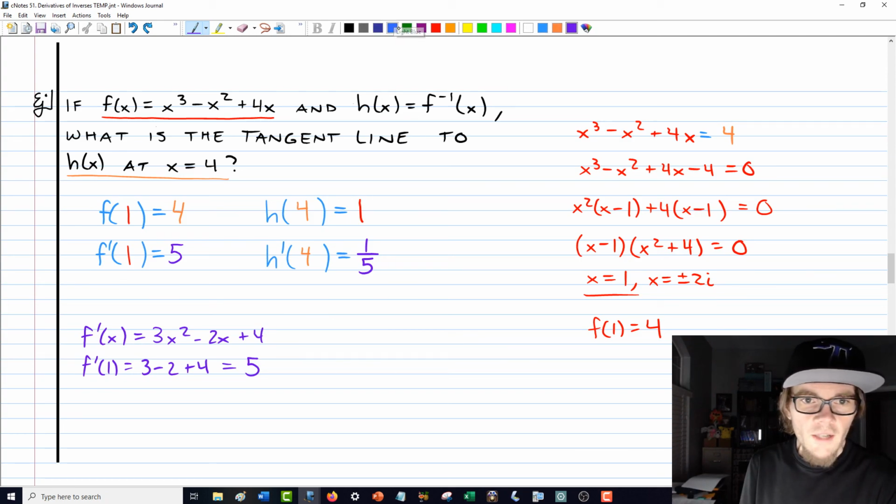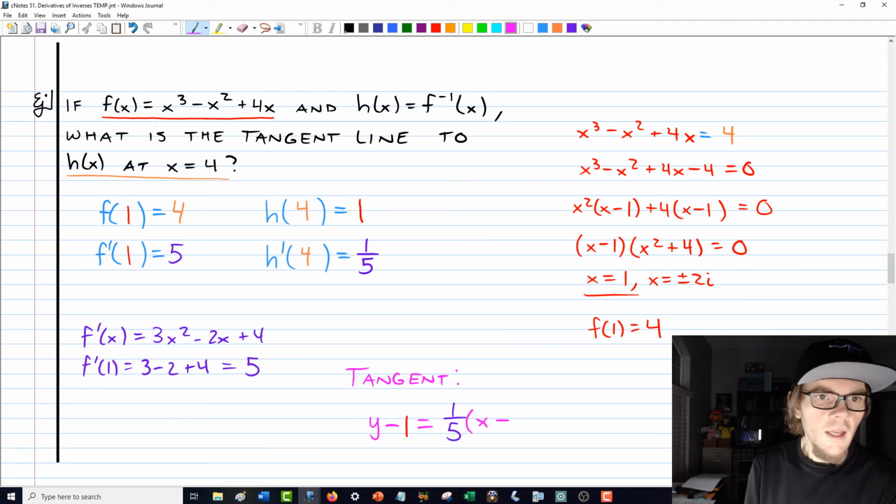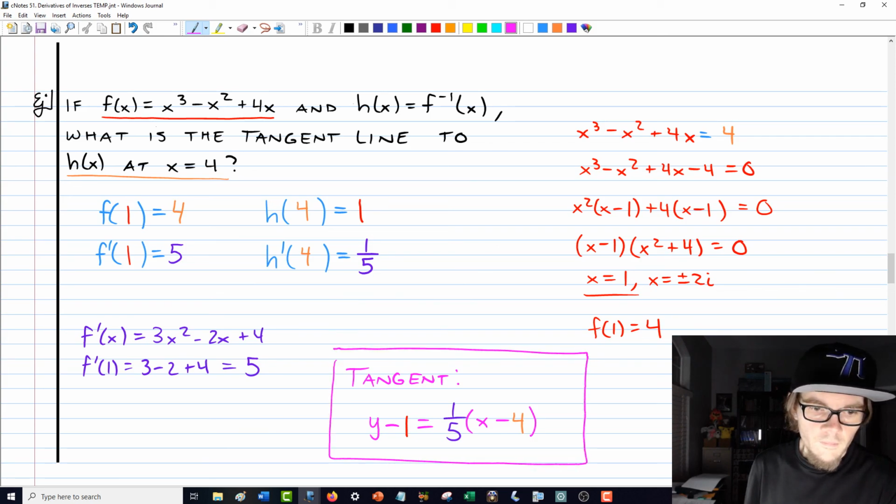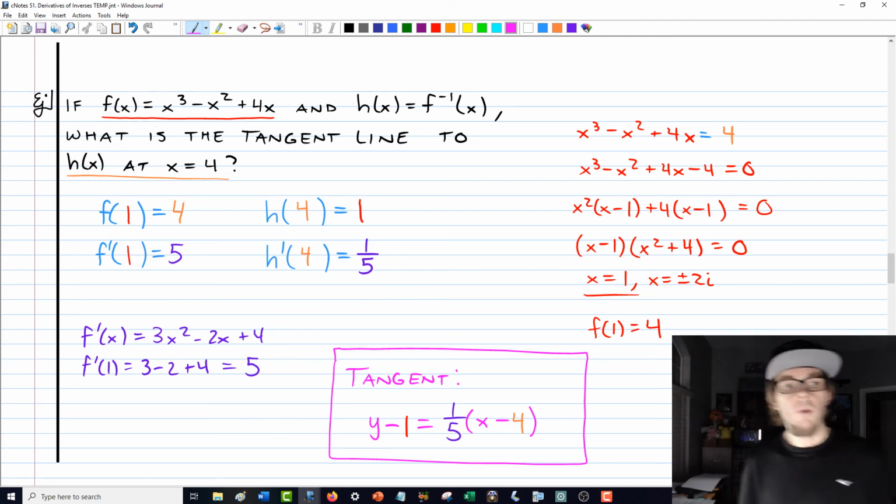And given all of that, we can actually finish this off by writing out our tangent line. Basically, I feel like if I write tan and it's in pink, it'll be wrong for me, so I'll write a tangent here. Our tangent to h of x at x equals 4: our y value is going to be 1. Our slope is going to be that reciprocal slope, 1/5. And then we'll have the quantity x minus 4. So I think I got the colors consistent there. It's probably the one part of the lesson I did well. There is the tangent line equation to this particular inverse relation.